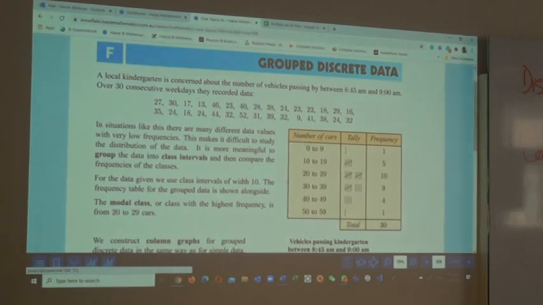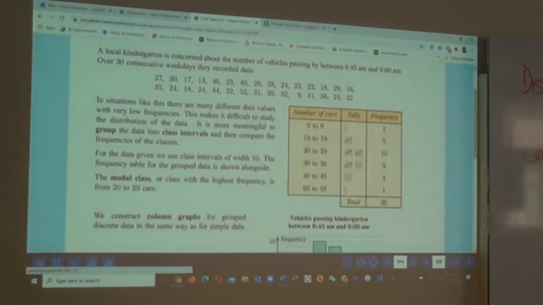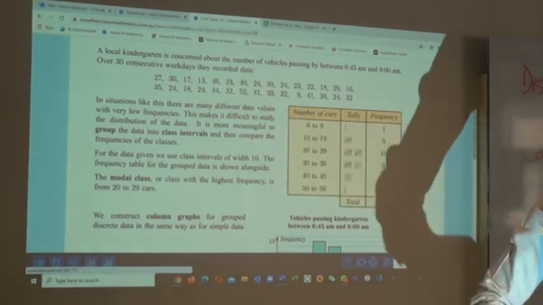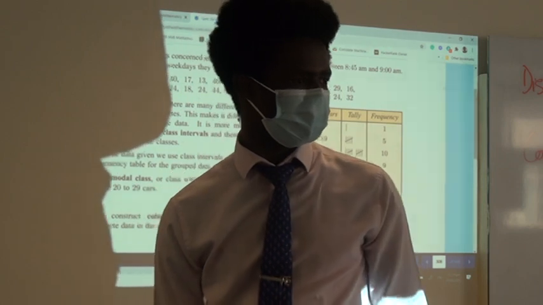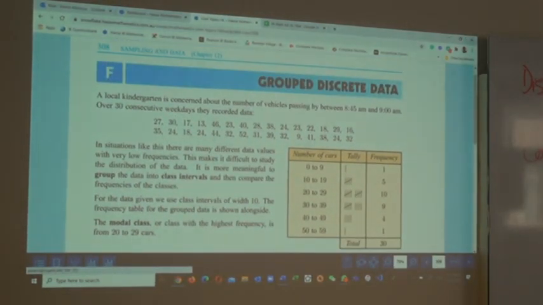Understand? So when we have grouped data, you cannot talk about mode. You can talk about modal class. Okay, modal class. Which class does the mode belong to? It's a class, it's a group. Which of this group has the highest frequency? Maybe it's the group of 11 to 15. So we call that modal class. Understand? So that's just that.